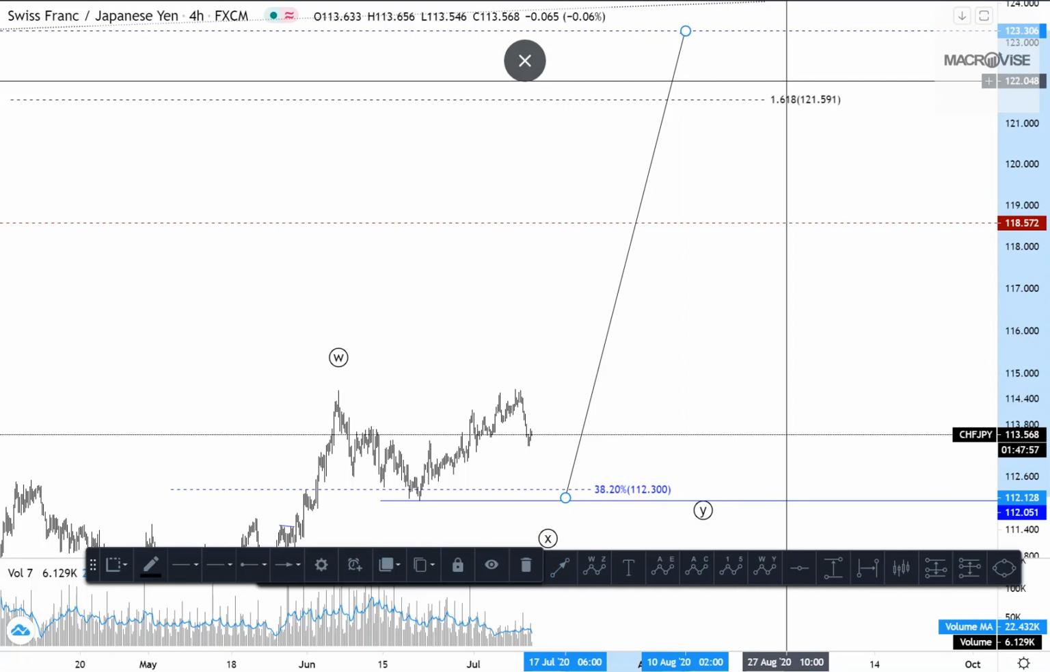So there we have it, guys. Be on alert for a big move in the Swiss franc. If this move does occur, you can expect other moves to occur in other Swiss franc pairs, including CAD Swiss franc also.